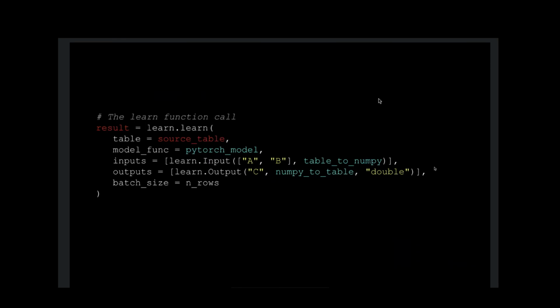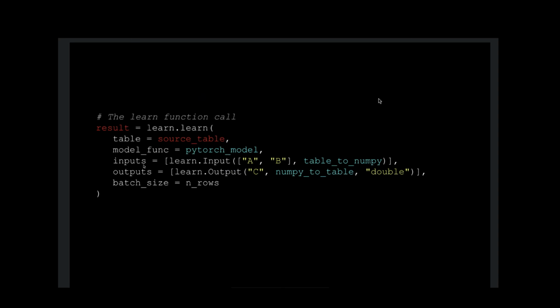So this would be the type of column C in the output table. And so if we put this all together, you end up with this syntax. So you have the learn library and the learn function. You have the source table, which is the input table to all these calculations. And you have the result table, which is the output table from this.